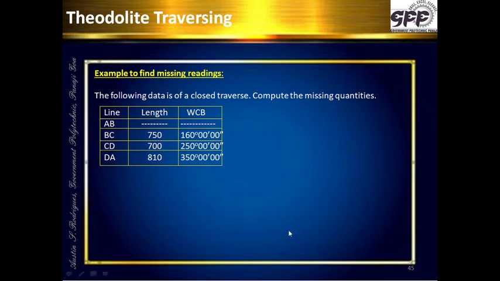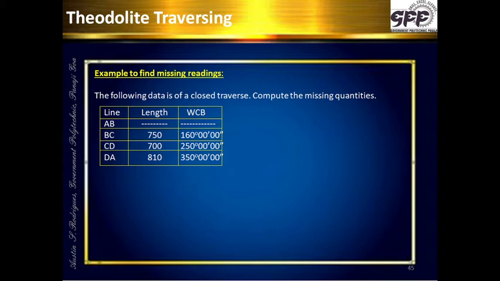And now we will take another problem of finding the missing readings. This is a pretty simple problem. The following data is of a closed traverse. Compute the missing quantities. Over here we have one line of which we could not measure the length. We could not get the angle also. It was quite difficult to measure the length as well as the angle for this particular line. The rest of the lines have been done with great accuracy. That is our assumption.